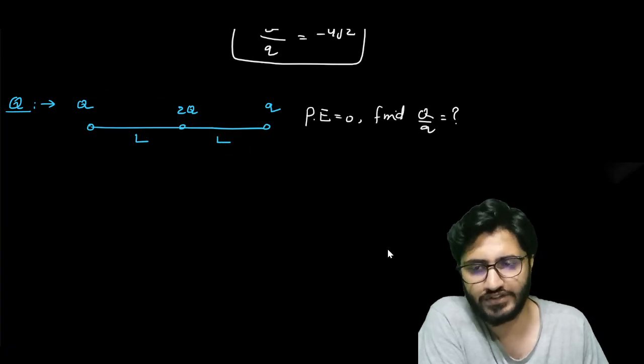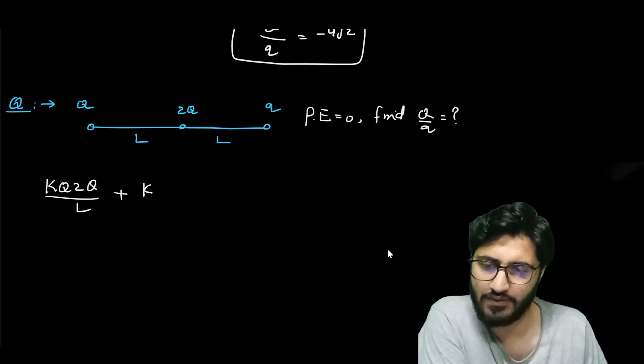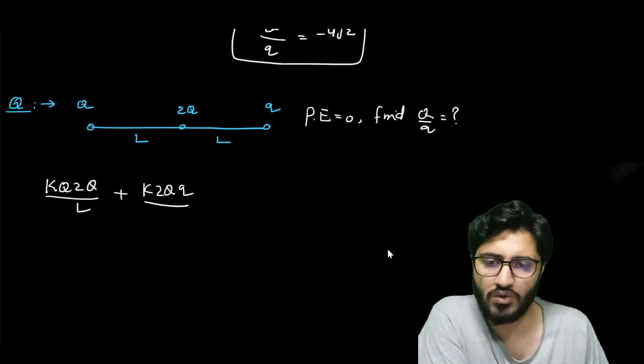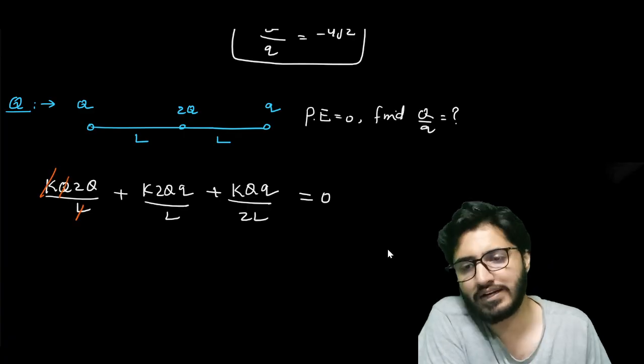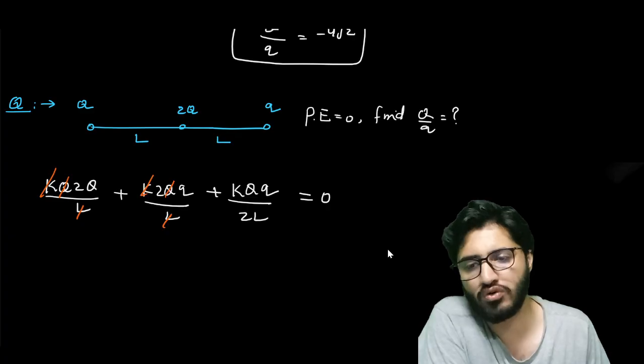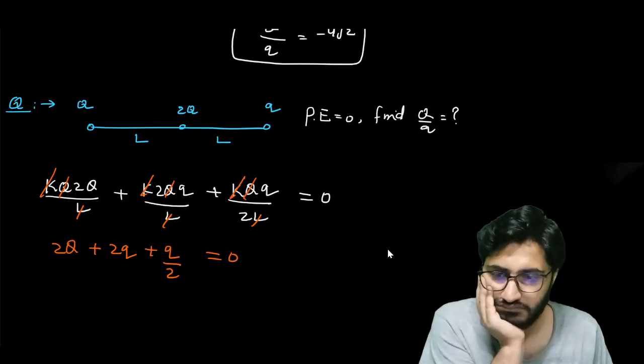So how to write now? First equation, K Q 2q by L. Second one, K 2q Q by L. Third one, K Q Q divided by 2L equals 0. One more thing now, look, I will take K common and L common, and it will cancel. Then what I am left with is 2q plus 2q plus Q by 2 equals 0.